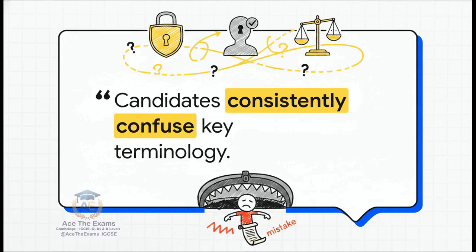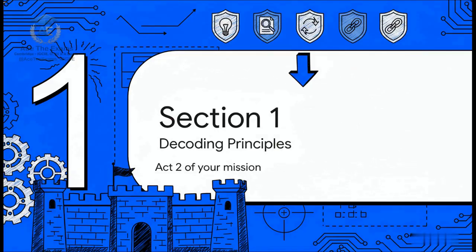This is exactly what happened to Sam. Sam wrote a genuinely beautiful, highly detailed paragraph about password protection when the examiner asked about data corruption during transmission. Sam answered the wrong question beautifully. You cannot afford to make this mistake, and that is exactly why we have to break these concepts apart, layer by layer, right now. Let's move into Section 1, Decoding Core Principles.